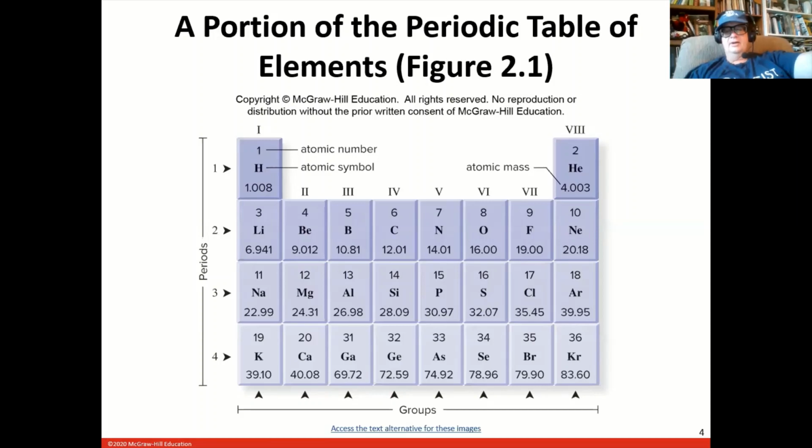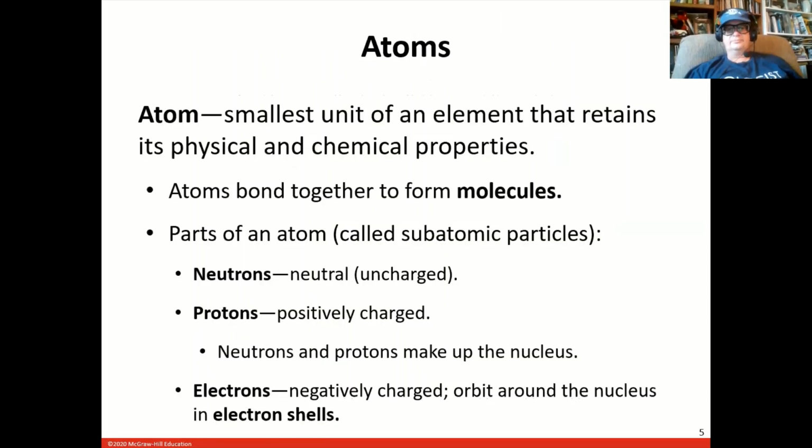All right, moving on. An atom is the smallest unit of an element that still has all the properties and acts like the rest of that element acts. And atoms are joined together to form molecules. So we will talk about that.